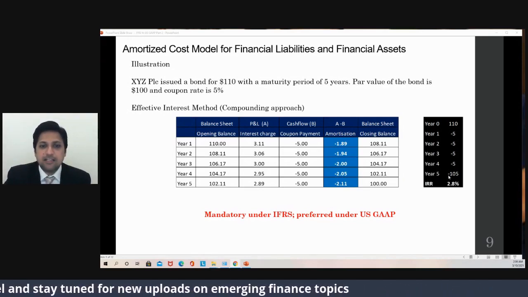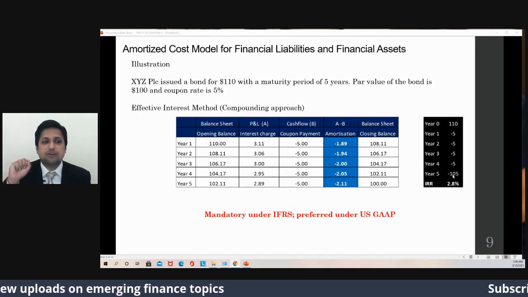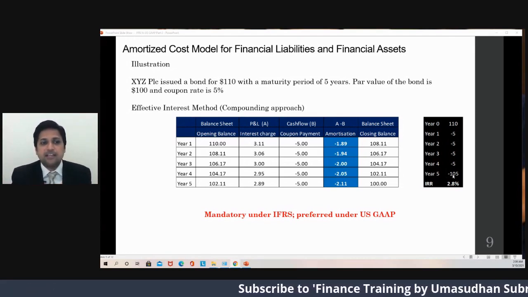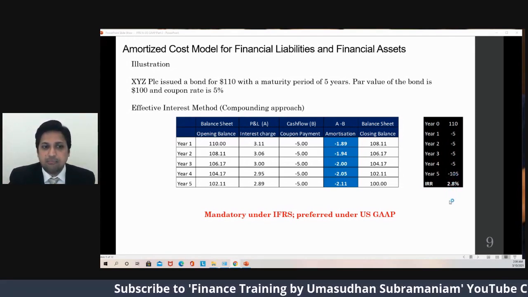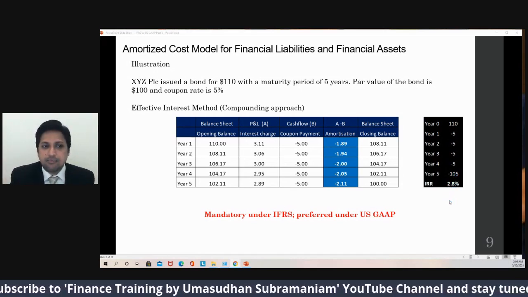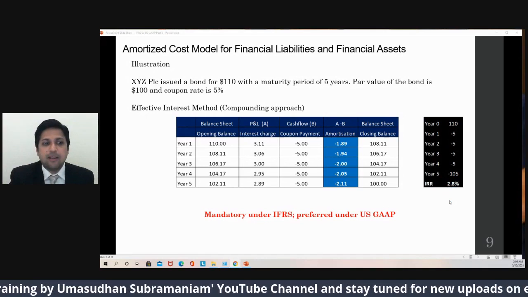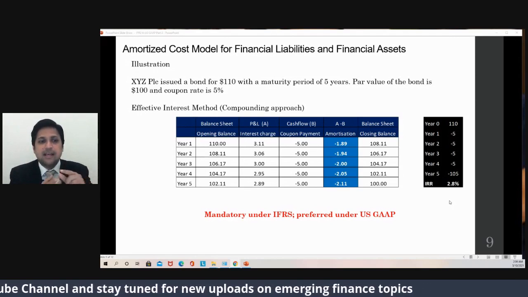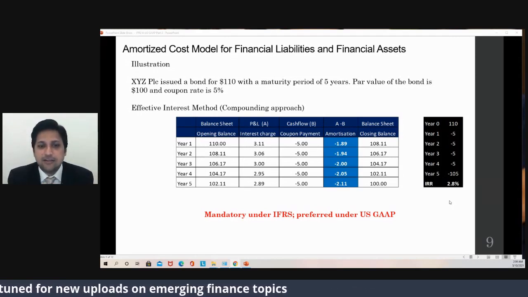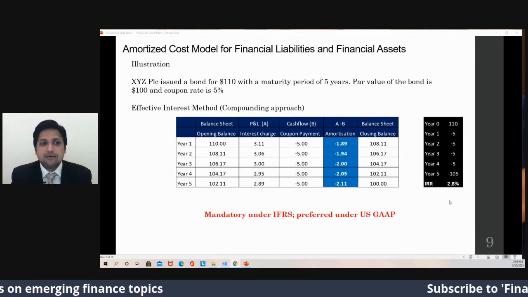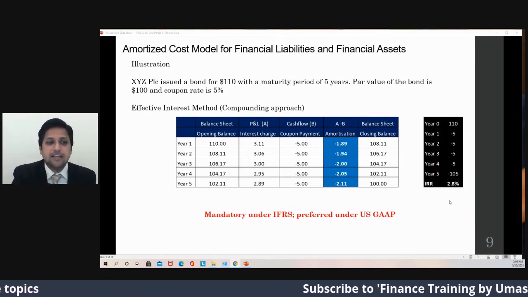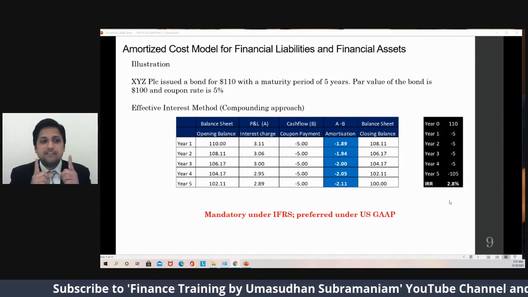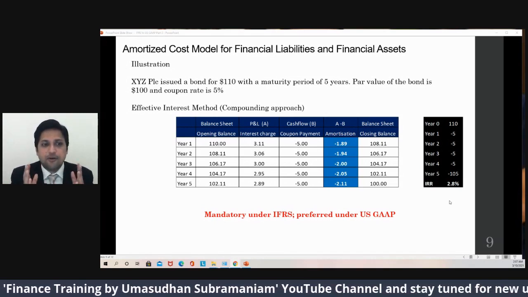And so what's happening in year 5? In year 5, you have an interest payment of $5 plus the principal repayment, which is $100. So what's happening here is that if you look at the IRR on the bond, or the effective interest rate on the bond, it is less than the coupon interest rate. The coupon interest rate is 5% and the IRR is actually 2.8% because the company is issuing the bond at 110 and at the maturity they're only repaying $100. So they have a saving of $20 for the whole 5 years.